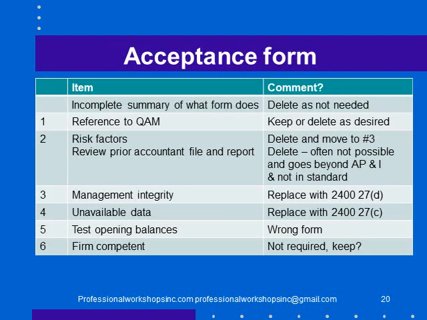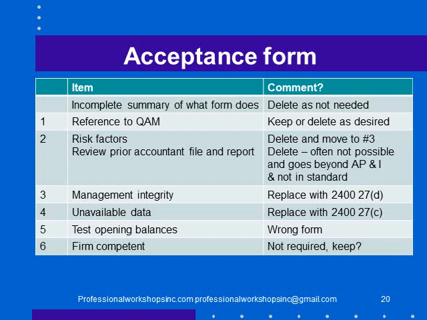Now let's just go through some of these forms in detail, see if we can't make them a bit simpler. As I said about all the forms, there's a summary of what the form does up top. I just delete it as not needed. A reference to the quality assurance manual, you can keep or delete that as required. You could have that in the completion checklist if you wished. A list of risk factors, I would delete that and move it to number 3.